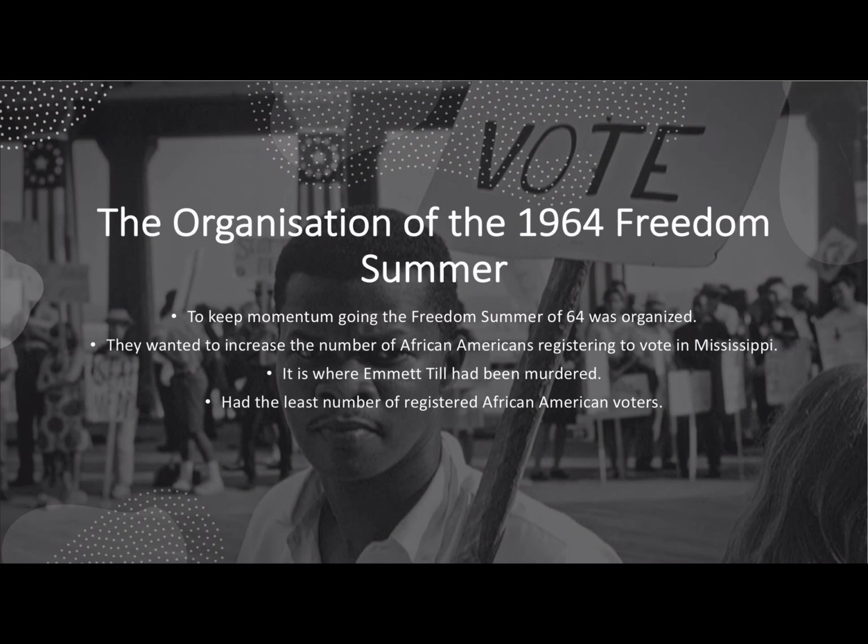So to keep the momentum of the civil rights movement going, they organised the Freedom Summer in the June of 1964. The aim of the Freedom Summer was to increase the number of registered African American voters in Mississippi. Not only was this the place where Emmett Till had been brutally murdered and the perpetrators freed, it was also the place in America which had the lowest number of African Americans registered to vote in America.